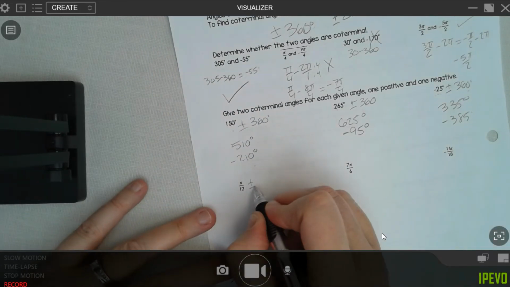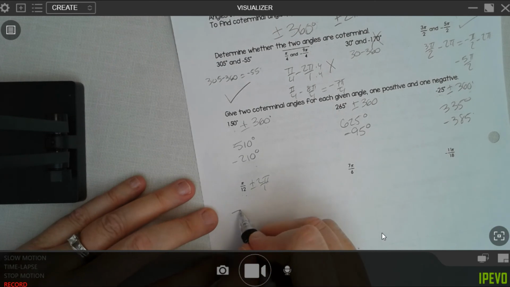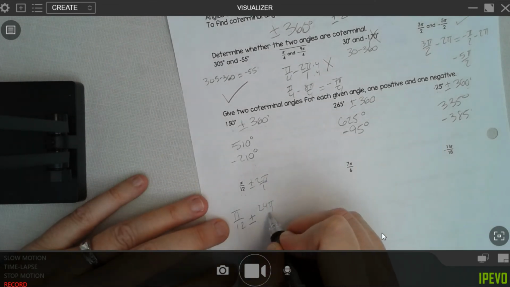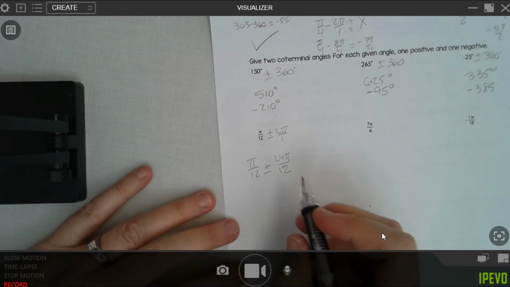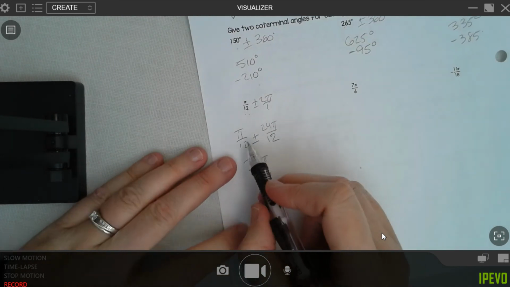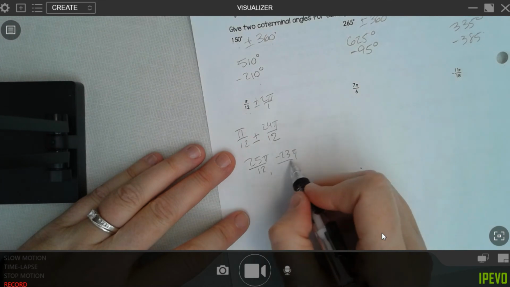So we're going to add and subtract 2 pi. So this is over 1. So just multiply this number to get common denominators. So pi over 12, so I'm really going to be adding and subtracting 24 pi over 12. So then that will give me 25 pi over 12. And then when I subtract, I'm going to get negative 23 pi over 12.